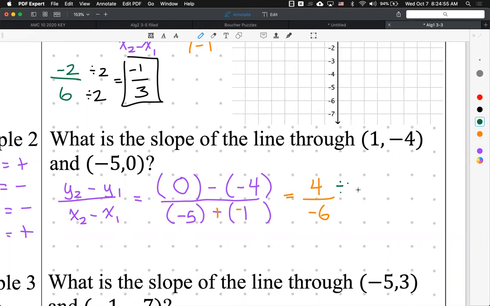Yeah, so divide top and bottom by 2, divide top and bottom by 2. This is going to be 2 over -3, or just -2/3.